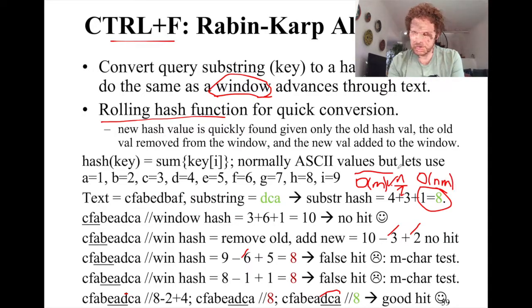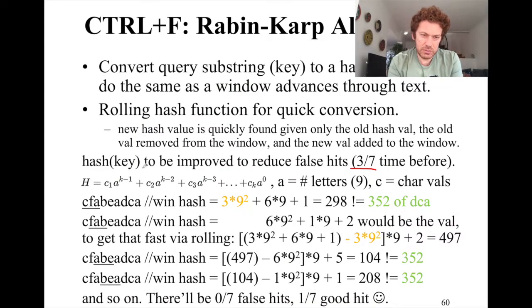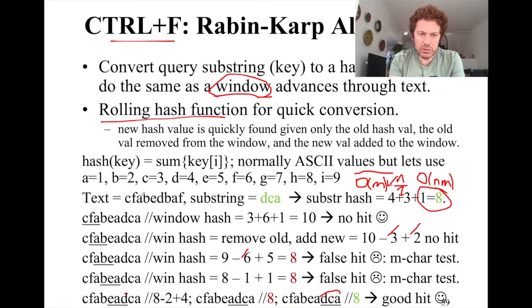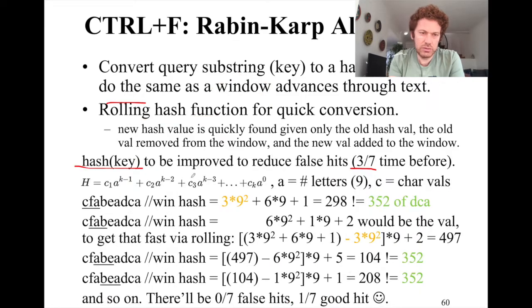Okay. But I can improve this by picking a better hash function. I will keep the rolling idea, but my hash function will be this. Basically, every letter will have these values, like C is 3, B is 4, it is fixed, it is the ASCII value, but here I will multiply them by the powers of A, where A is the number of letters in the alphabet. So in this case, first of all, DCA, what is the hash value of DCA? So I have 9 as my base, right? So 9 to the power of 2.